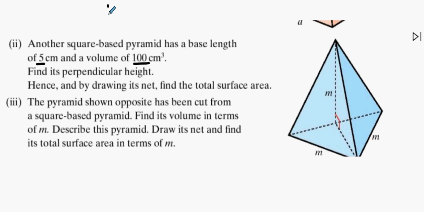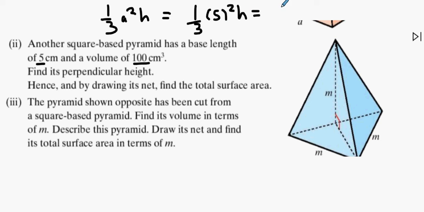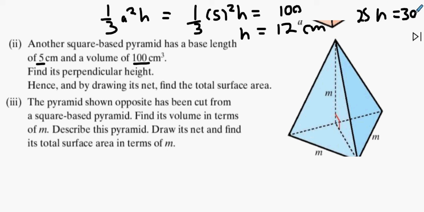Last time I checked, it's a third A squared H, which is going to be 1/3 of 5 squared multiplied by H equals 100. 300 divided by 25, anybody? 12. Anybody get an H value of 12? So 25H equals 300. H equals 12. Hence, by drawing its net, find its total surface area.